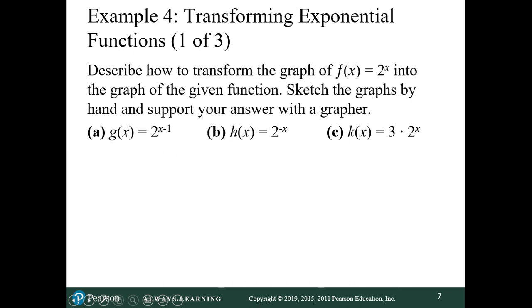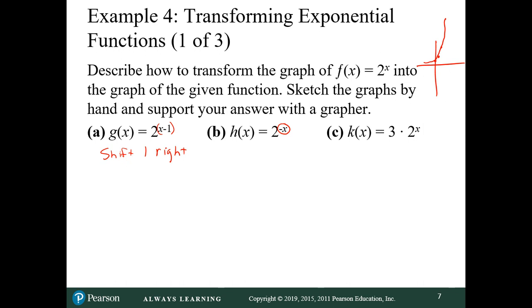All right. So transformation of graphs. And this book is all about graphing and transforming graphs. What do you think the graph of 2 to the x looks like? 2 to the 0 is 1, 2 to the 1st is 2, 2 to the 2nd is 4. It's a graph that kind of goes like this. Okay? Now, if we go x minus 1, what does that do to the original graph? How is it going to shift it? This is a shift 1 to the right.